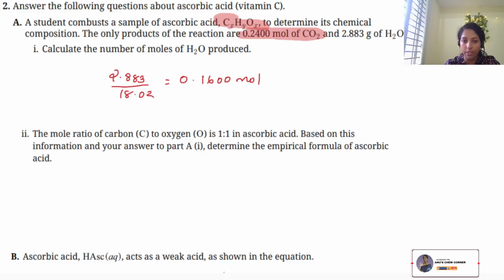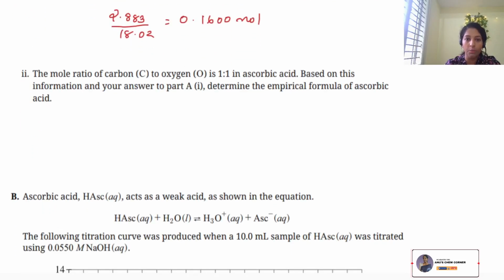Okay. Then the second question. The mole ratio of carbon and oxygen is 1:1 for ascorbic acid. Then you have to calculate the empirical formula. So what is the carbon number of moles? Yes, 0.2400. Why? Because that many CO2 is there. 1 mole CO2 contains 1 mole carbon. So this is the same number of moles of carbon. What about oxygen? Yes, that is also the same. They were given it's 1:1.